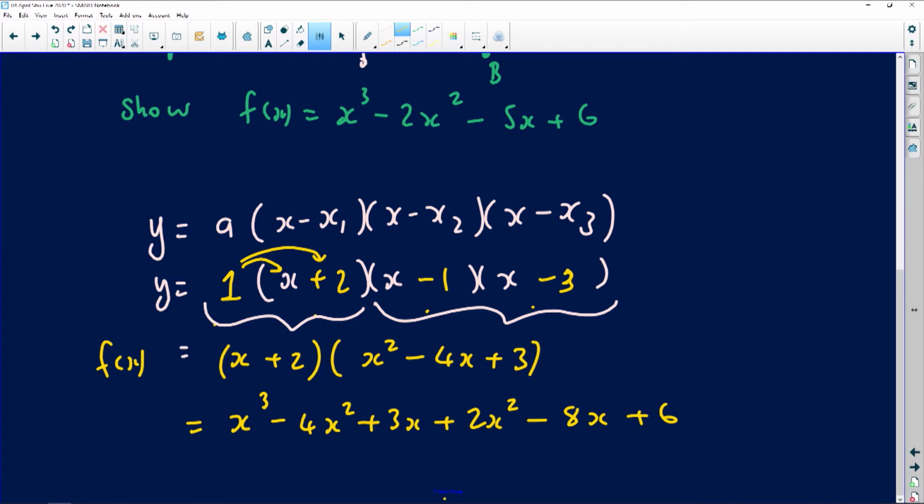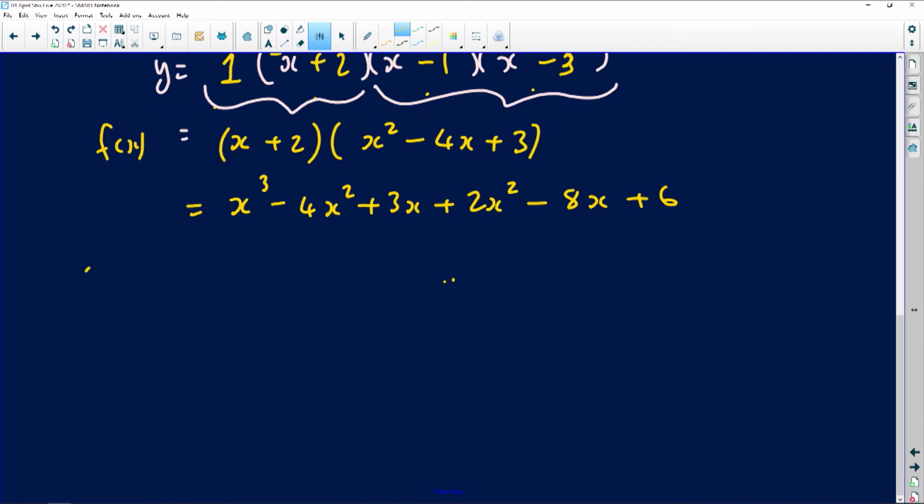And then in conclusion, we can just wrap this up and say, examiner, therefore, we can conclude that f of x is just given by x to the power of 3 minus... 2 and 4 are what we call like terms. This guy is friends with that guy there. Minus 4 plus 2 is going to give you exactly minus 2x squared. 3 and 8 are friends as well. So if you are working with this guy here and that guy there, 3 minus 8 is going to give you minus 5. So you're going to be left with minus 5x.